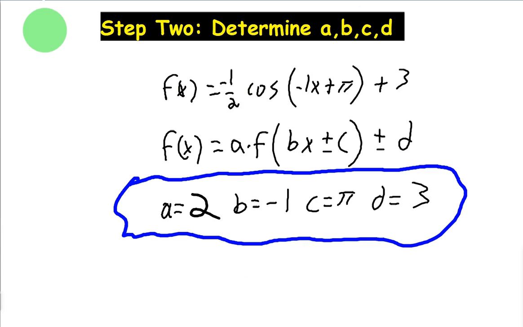That leads us to our next step, which is to determine a, b, c, and d. A is going to be negative 1/2. B is going to be negative 1, C is going to be pi, and D is going to be plus 3. So it's going to shift pi units to the left since it's positive C. We're going to be subtracting that, and it's going to be shifting 3 units up. It's going to have a horizontal flip, and it's going to have a vertical stretch of 2.